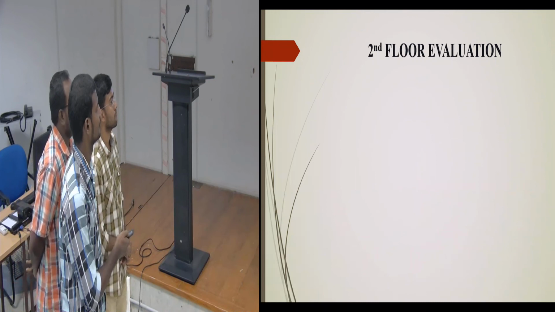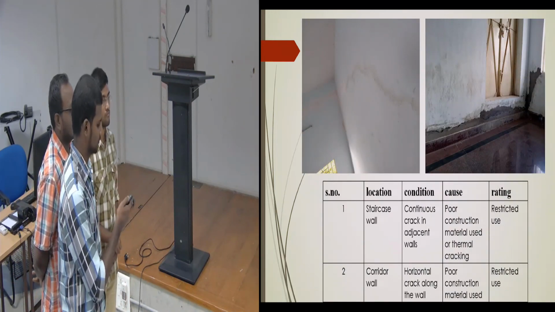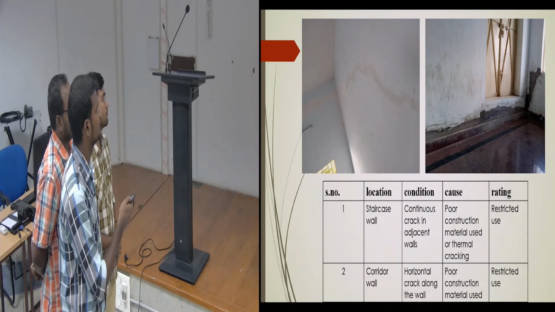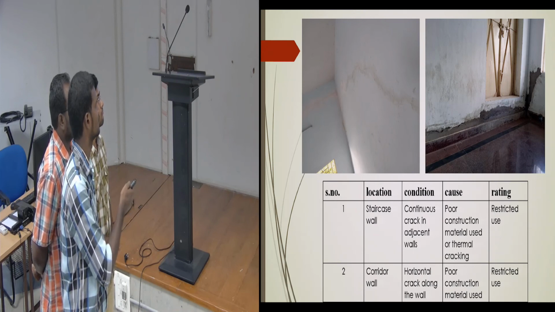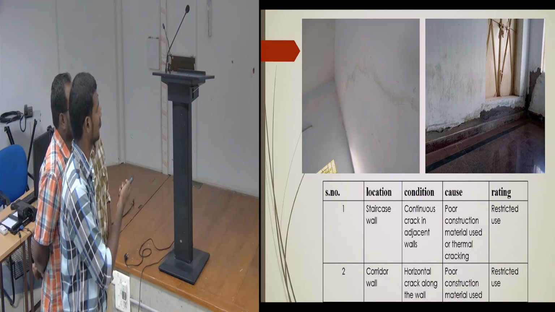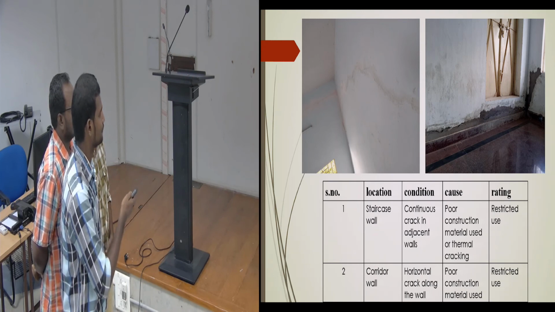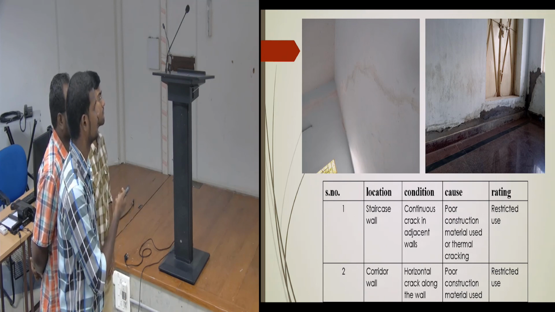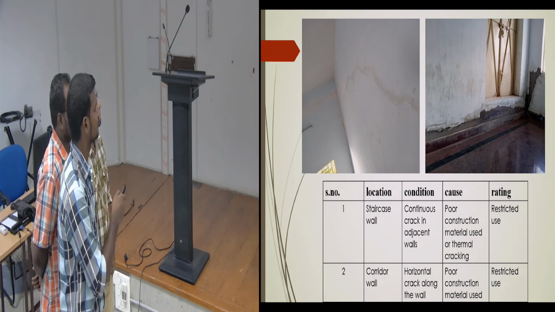So we are on to the second floor now. This is the inner staircase, opposite to the structural engineering lab. This is on the second floor. There have been numerous cracks on these walls. They have done some patchwork, but still the crack is developing from behind. This must be due to the poor construction material used or thermal cracking. So we recommend restricted use only of the staircase.